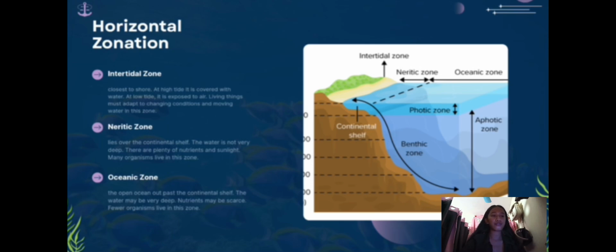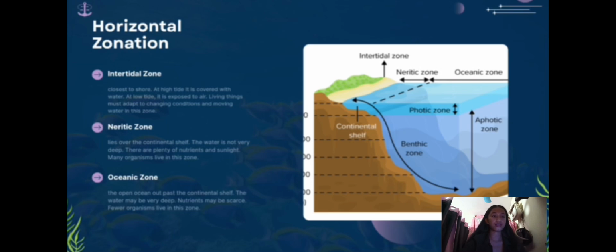First is the intertidal zone. This area is closest to shore. It is covered with water during high tide and exposed during low tide. Organisms here must adapt to changing conditions. For example, the barnacles, crabs, sea stars, and many more.